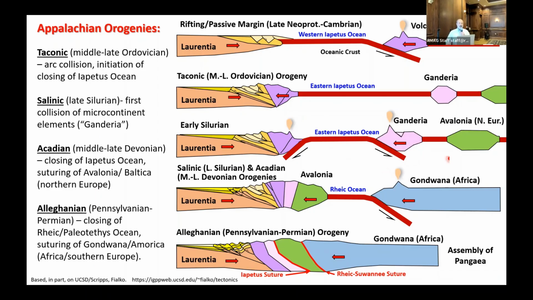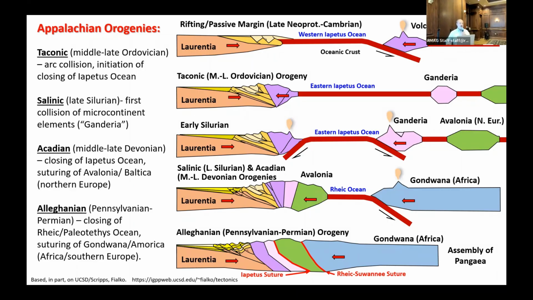And then next we have Avalonia, which is Northern Europe, and attached to that was a microplate called Baltica. And so that's basically Northern Europe. It's the British Isles, Scandinavia. They joined at the Caledonian orogeny, which you've probably heard about. And that basically closes the Iapetus Ocean and collides with Laurentia in the middle Devonian to late Devonian. And that's a very large event and pretty well kind of known in the literature.